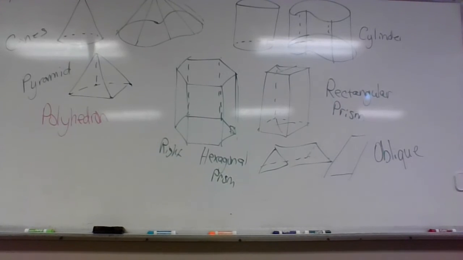Number 17 is what kind of shape? Prism. What's the shape of the base? It's a pentagon. So it's a pentagonal prism.